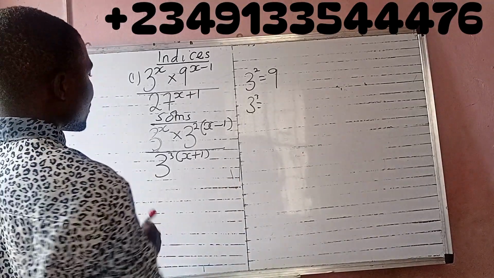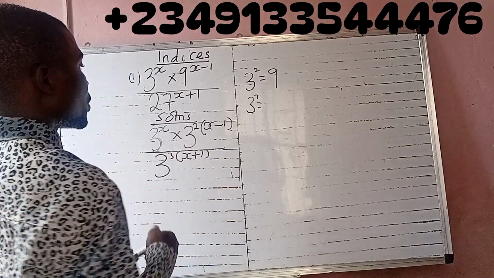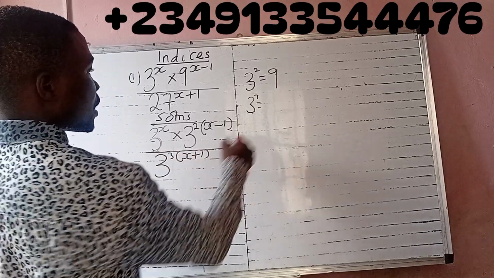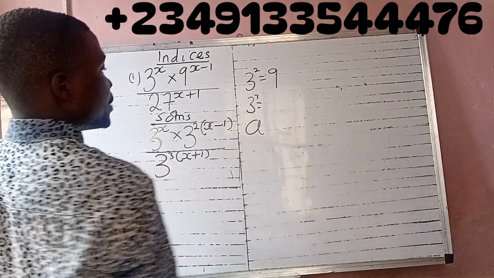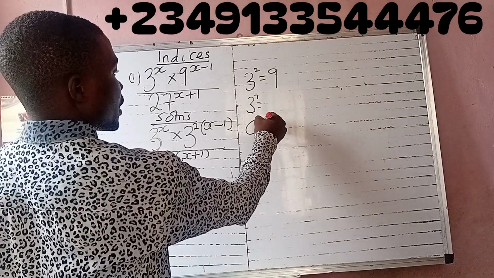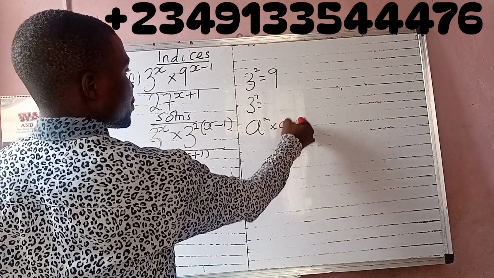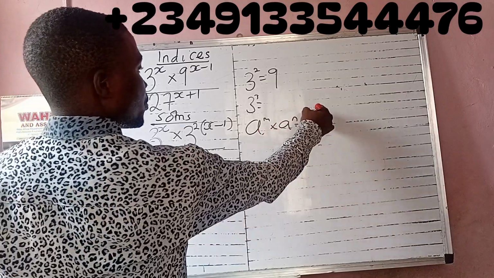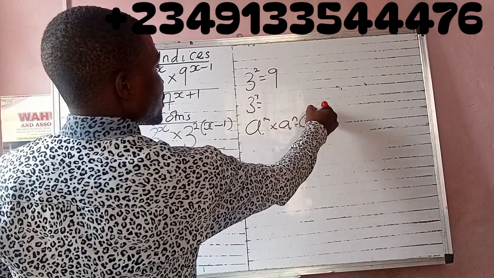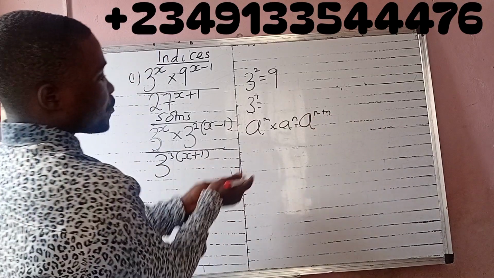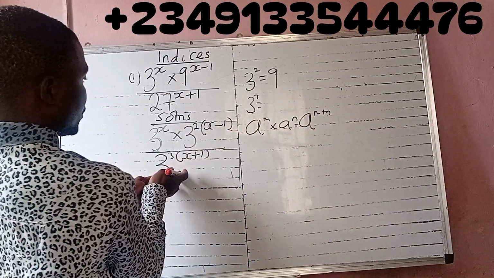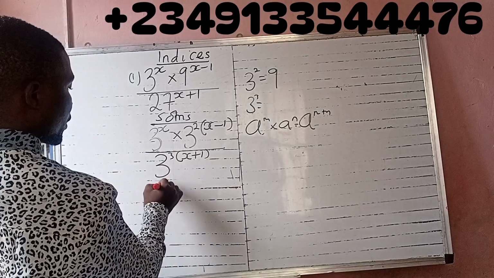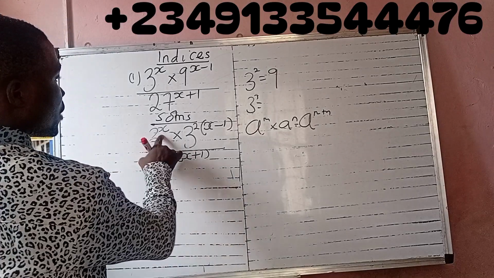If you notice, we have the same base, so we can apply the multiplication law of indices here. It says that when you have the same base, let's say a raised to the power m times a raised to the power n, you have the same base multiplying each other, you only pick one, then you add the power, which is m plus n. We have to apply this law here. Now, we have the same base, so we only pick one. If we are picking 3, then we can add the power.